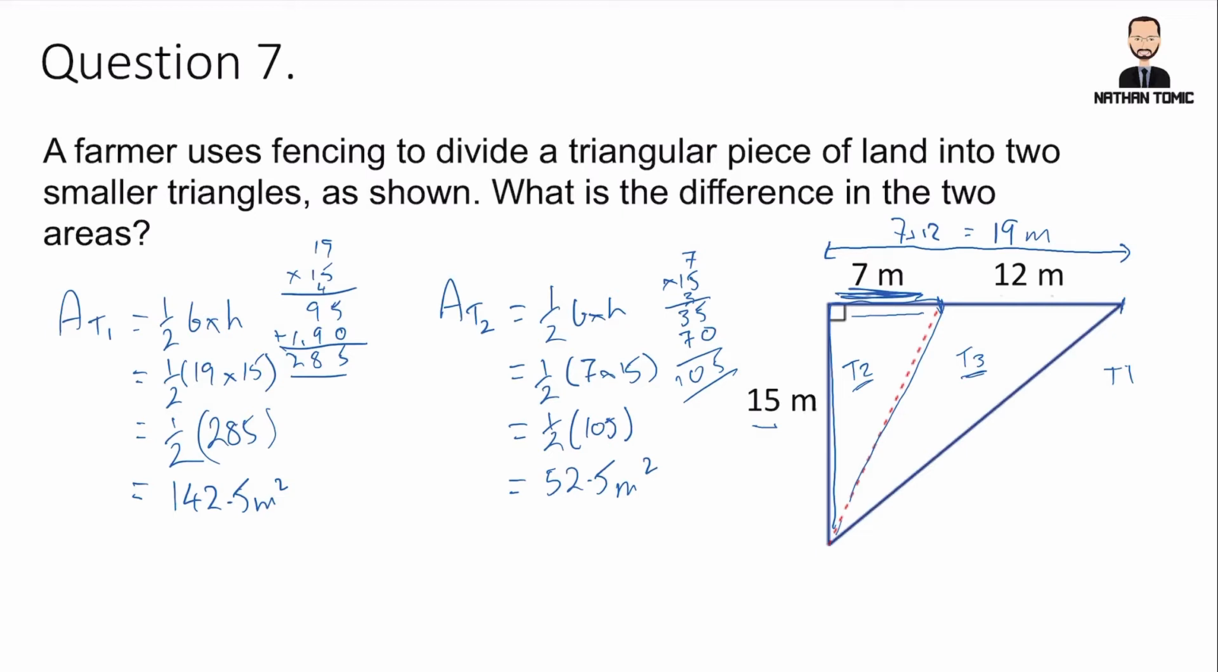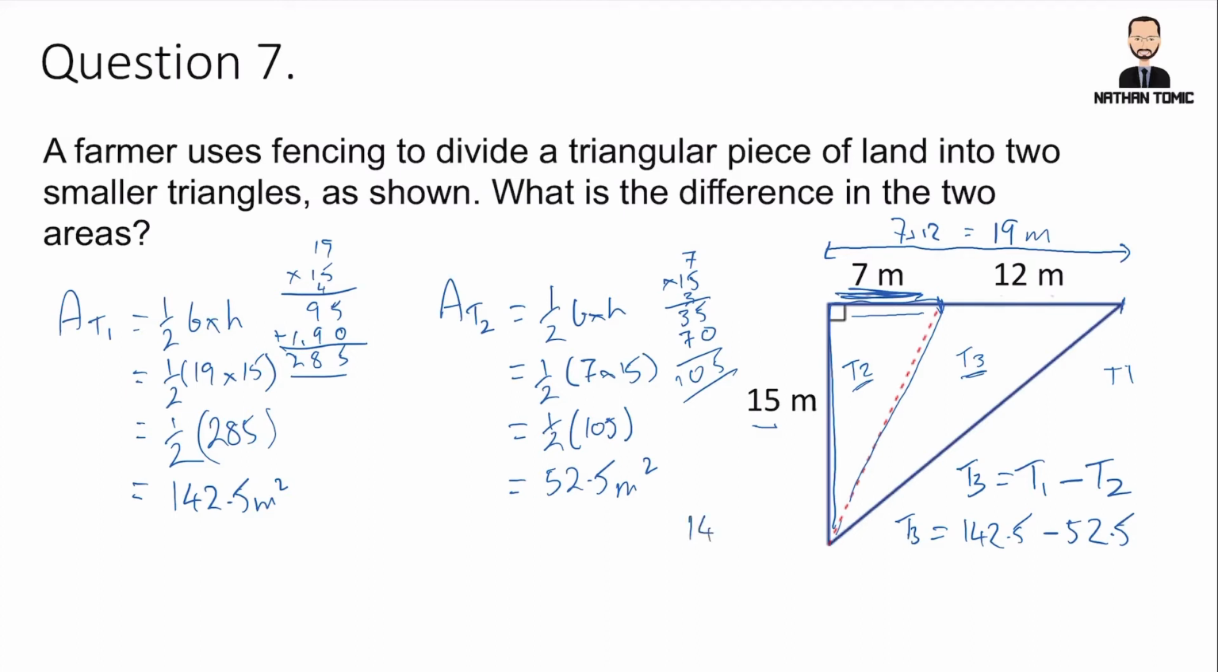So the area of T3, so we just write over here, T3 is going to be equal to T1 minus T2. All right, so the big triangle T1 minus whatever T2 is will give us whatever's left for T3. So if we add those numbers in, T3 at the moment is going to be equal to 142.5, so that's what T1 is, minus 52.5. Let's do that properly.